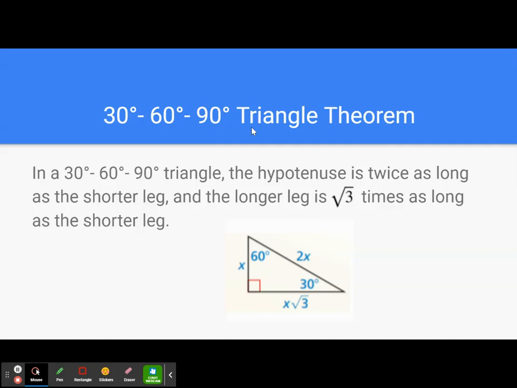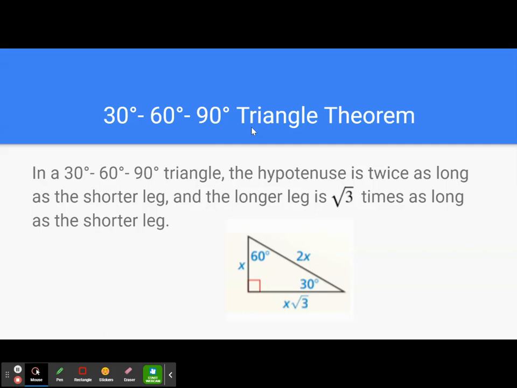By the angles. This angle's 30, that one's 60. 30 is smaller than 60, so the side opposite of 30 will be shorter than the side opposite of 60. So this is my shorter, this is my longer, this is always my hypotenuse, and your hypotenuse is always the longest side, always.